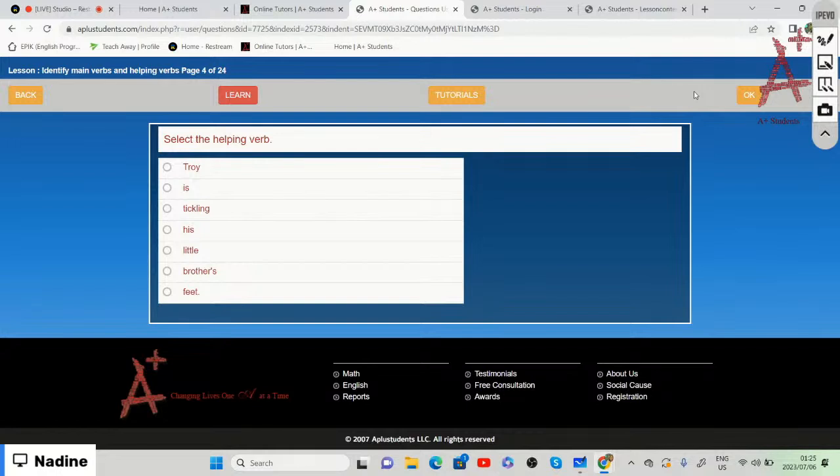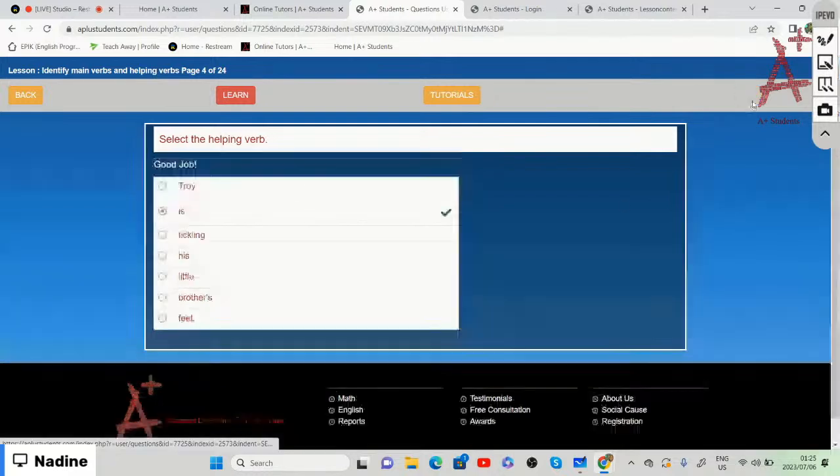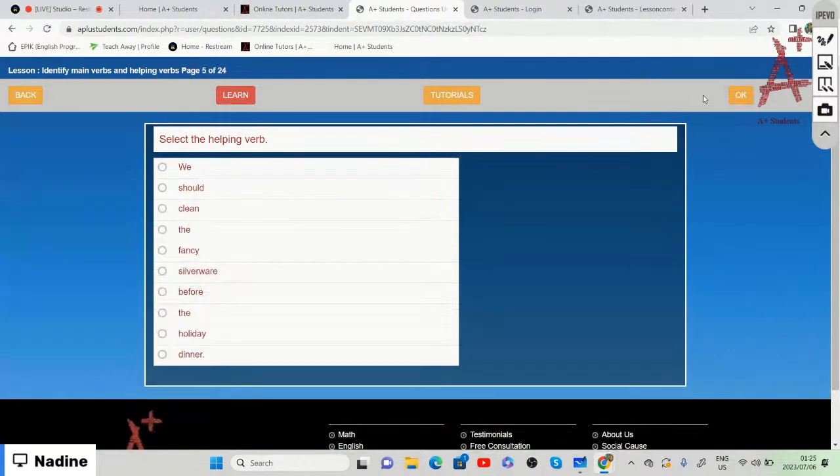All right. So we need to choose the main verb, not even the main verb, we choose the helping verb. But in order for us to choose the helping verb, we can choose the main verb first by tickling, right? So Troy is tickling his little brother's feet, right?